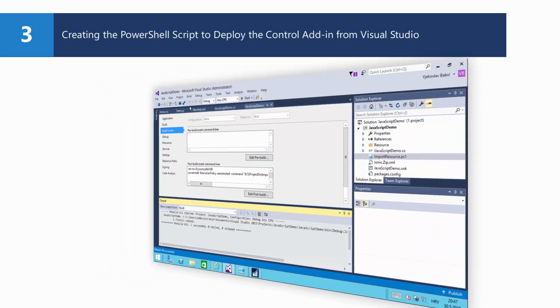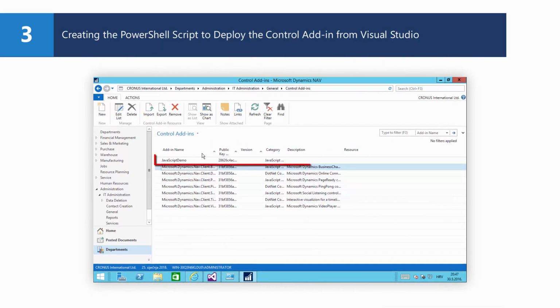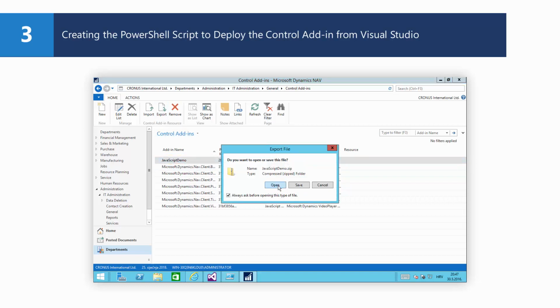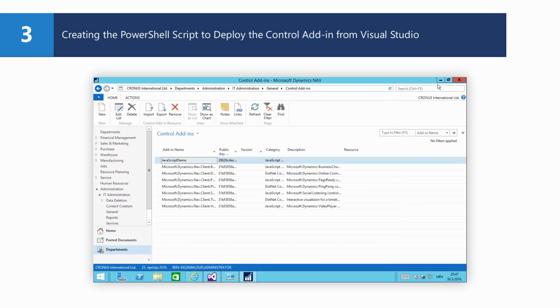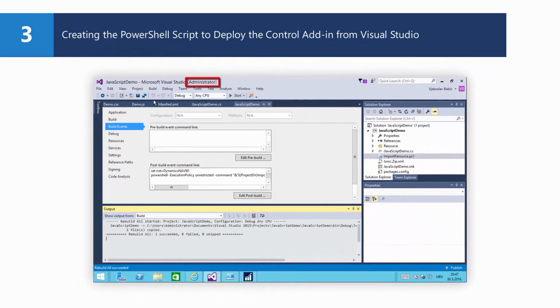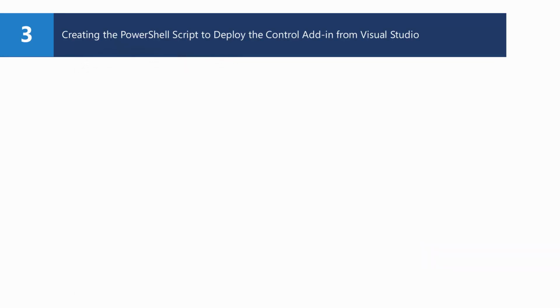There. It was fast, and as we can see, it has created the control add-in record and imported the necessary changes for us. One thing to keep in mind here is that to use this auto-deployment script, you must run Visual Studio as administrator. Otherwise, you won't be able to use all PowerShell features.